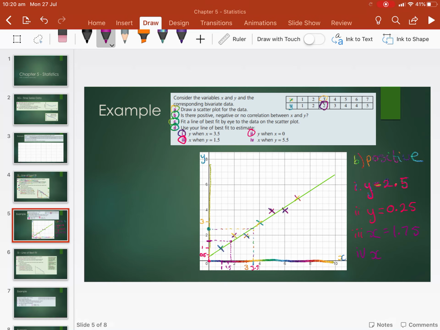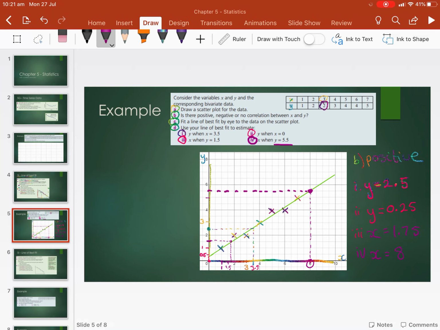And last one. What is x when y equals 5.5? So 5.5, that's 5, so 5.5 is here. We're going to go all the way along until we hit our line of best fit, which is here. So what is x? Let's go down. X is 8, see? X is 8 at this point when y is 5.5.